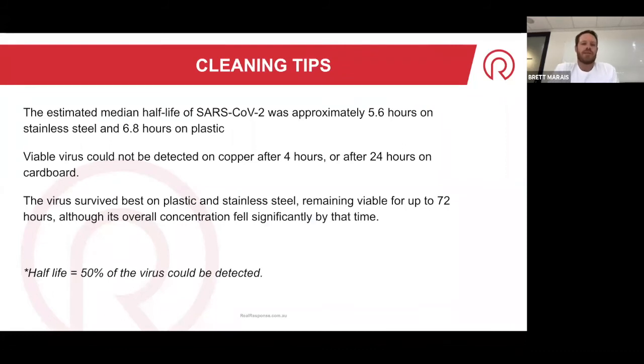What we need to understand is that the estimated median half-life of the coronavirus is approximately 5.5 hours on stainless steel and 6.8 hours on plastic. Viable virus could not be detected on copper after 4 hours or after 24 hours on cardboard. The virus has survived best on plastic and stainless steel, remaining viable for up to 72 hours, although its overall concentration fell significantly by that time. So when we're cleaning, we need to make sure we're doing this effectively so that we can completely kill the virus and stop the spread.